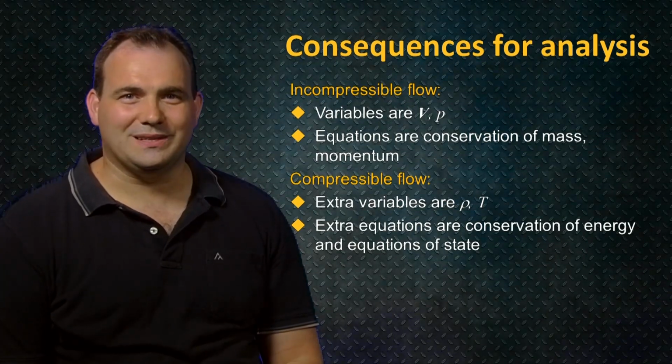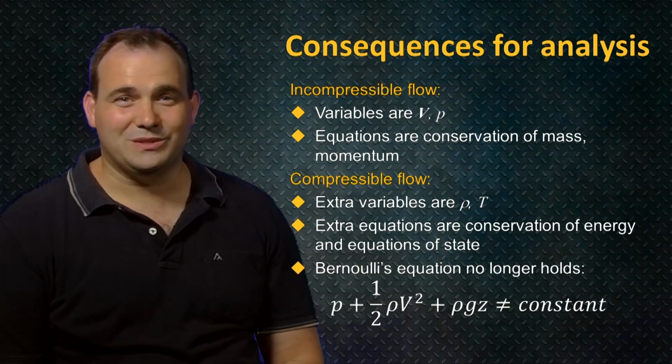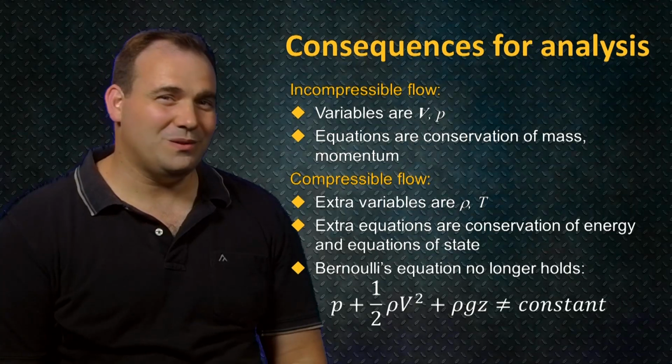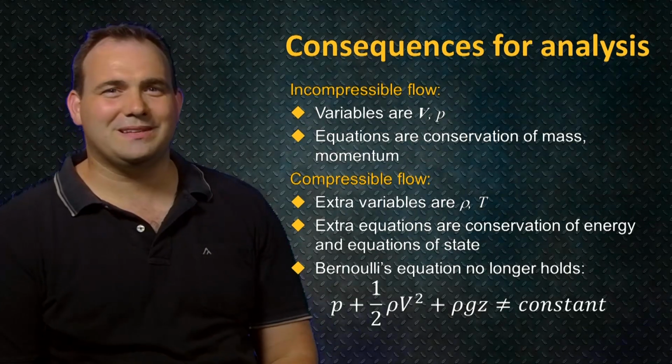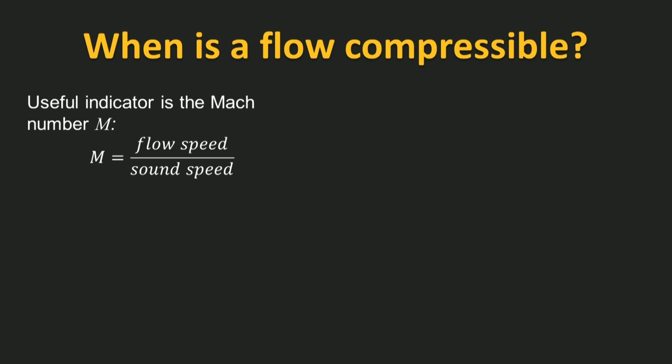An additional consequence is that the classic form of Bernoulli's equation, introductory fluid dynamics student's best friend, no longer holds because it's derived by assuming the density is constant. The next question to answer is, when is a flow compressible? When do we have to worry about these extra equations? A very strong indicator of compressibility is the Mach number M. As you learned from David, this is the ratio of the flow speed to the sound speed. When the Mach number is less than 0.3, the flow is essentially incompressible.